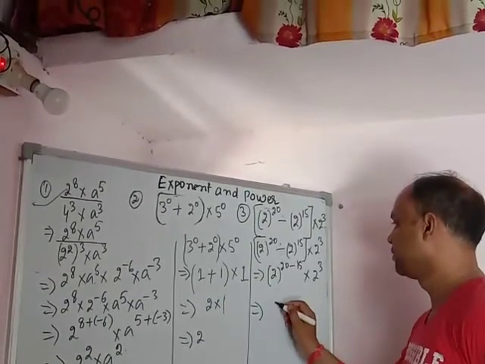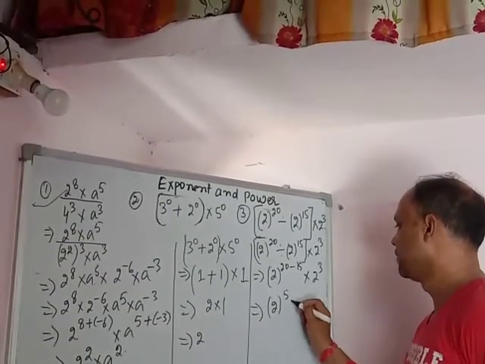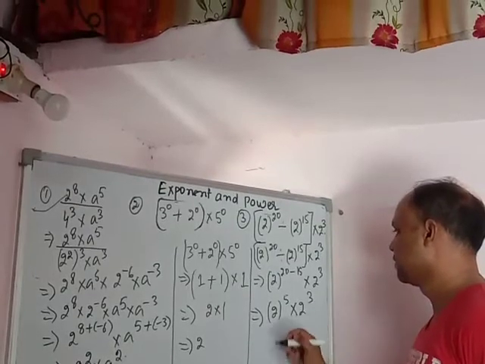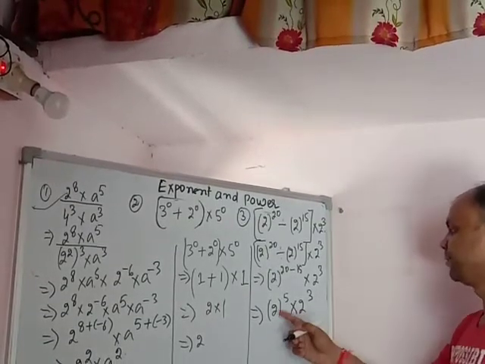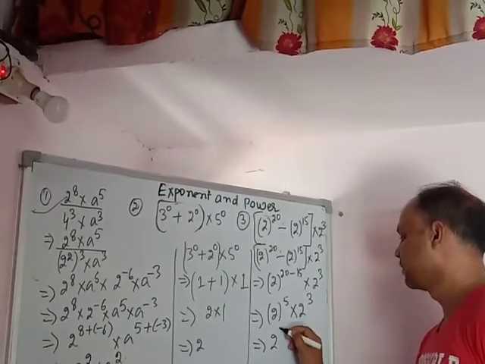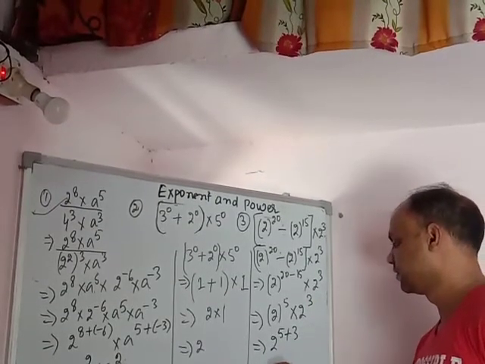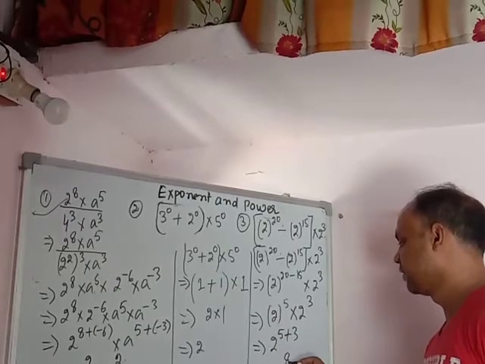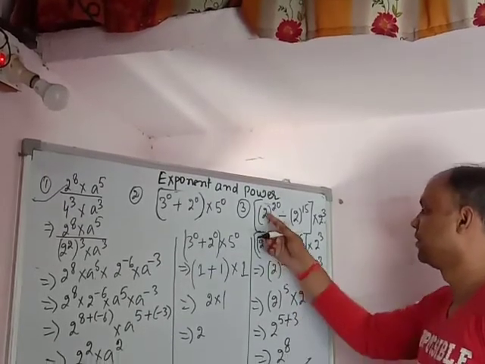Here it will be equal to 2 raised to the power 5 into 2 raised to the power 3. Now in the next step the bases are the same, so the powers will be added: 2 raised to the power 5 plus 3. This will be equal to 2 raised to the power 8. This is the answer of this question.